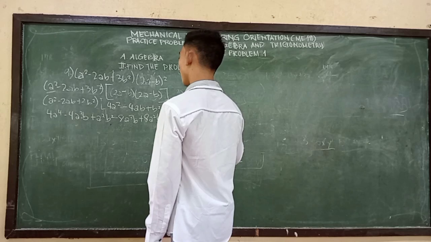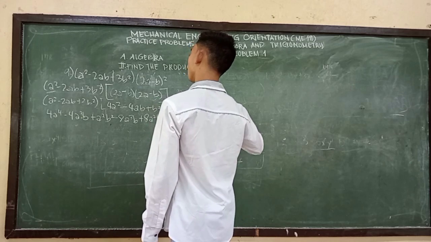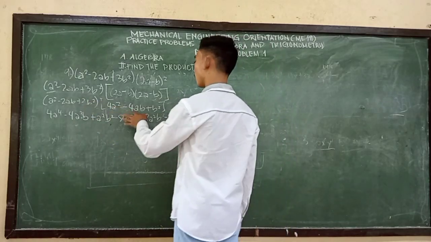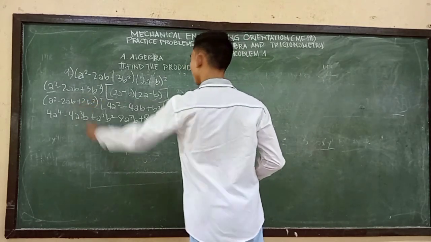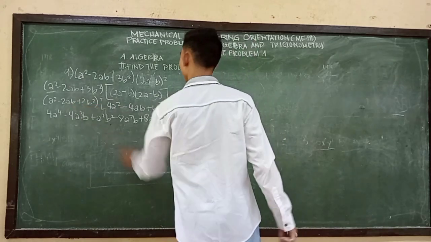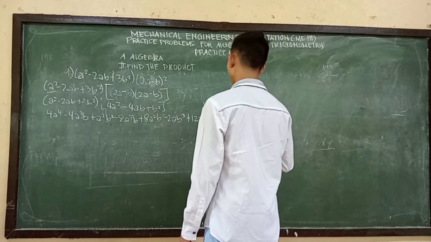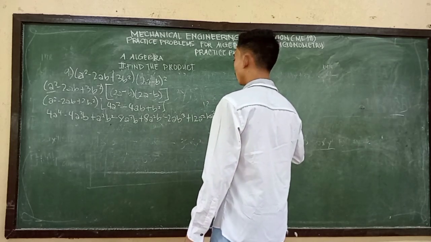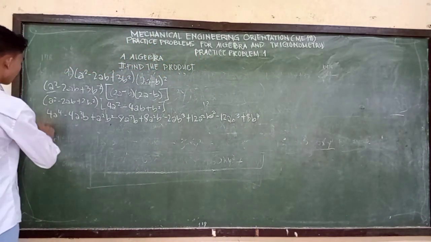3b squared times 4a squared will have positive 12a squared b squared. 3b squared times negative 4ab will have negative 12ab cubed. And then 3b squared times b squared will have positive 3b to the fourth power. And now for our final answer.